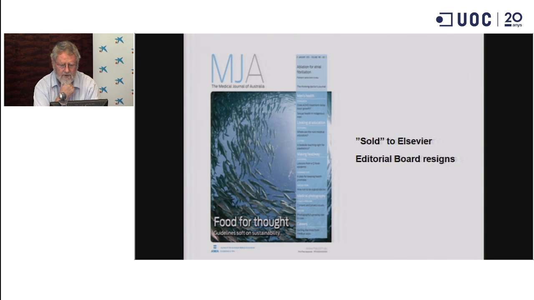There was a recent journal in Australia, the Medical Journal of Australia, that was sold to Elsevier, and the 19 members of the editorial board resigned. So there's an ongoing battle between open access and commercial publishing in the journal scene.